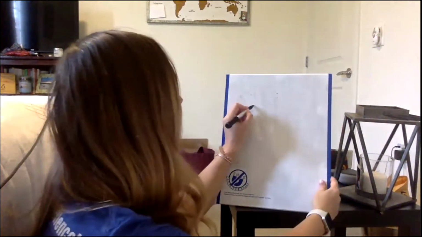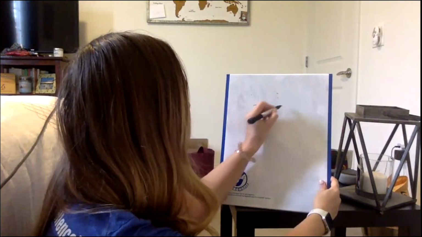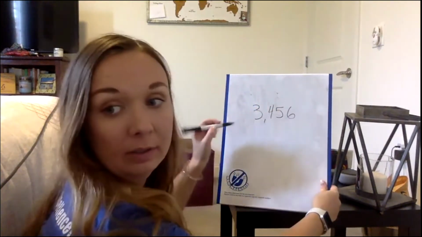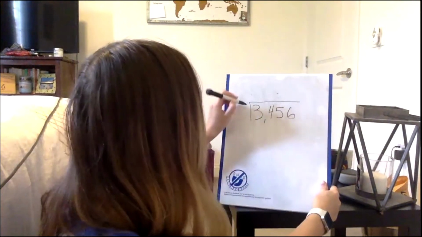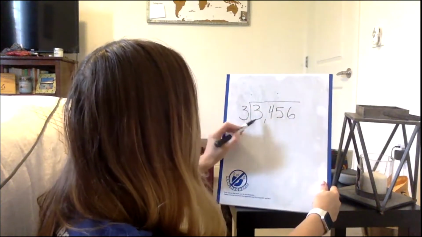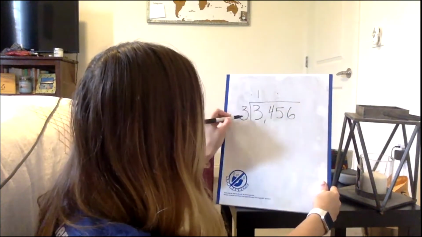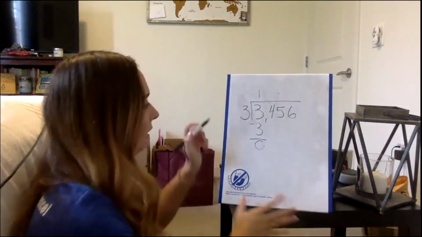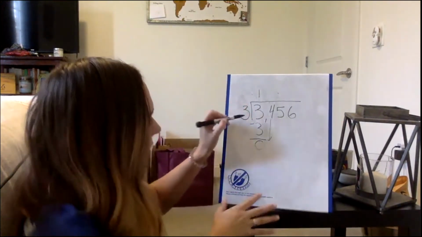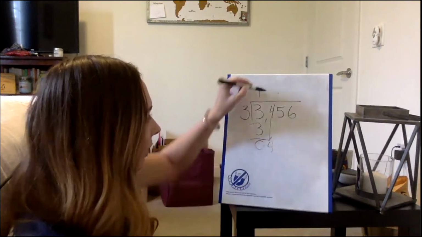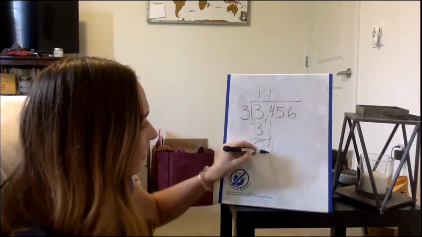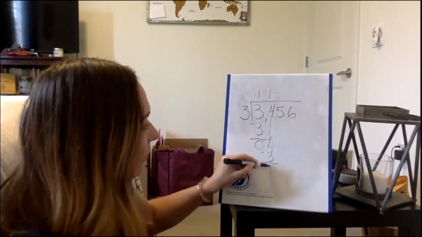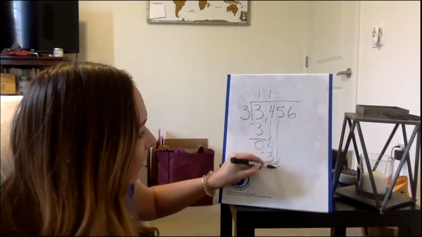Second spiral review question says, what is 3,456 divided by 3? 3 goes into 3 one time. 1 times 3 is 3. Subtract, get 0. Bring down the 4. 3 goes into 4 one time. 1 times 3 is 3. I have 1 left over. Bring down the 5.